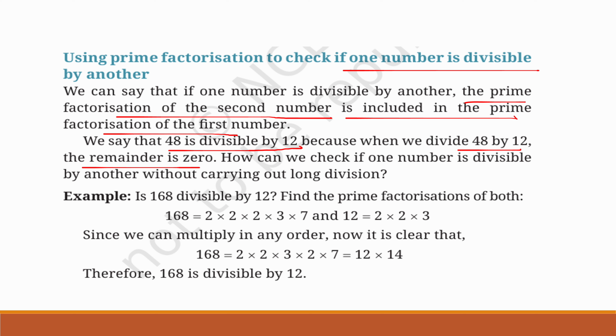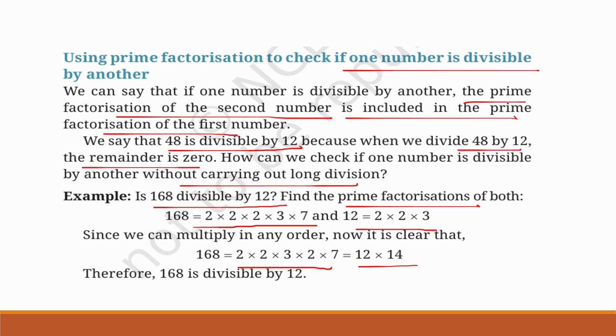How can we check if one number is divisible by another without carrying out long division? For example, is 168 divisible by 12? First find the prime factorization of both. 168 is equal to 2 into 2 into 2 into 3 into 7. And 12 is equal to 2 into 2 into 3. Since we can multiply in any order, it is clear that 168 is equal to 2 into 2 into 3 into 2 into 7, that is 12 into 14. Therefore, 168 is divisible by 12.